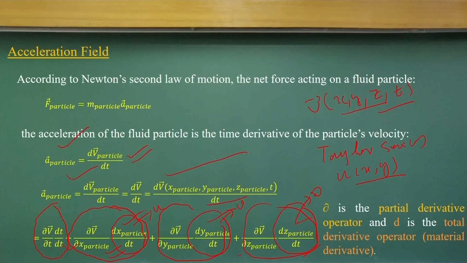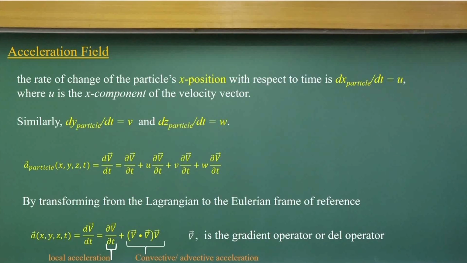So, if I put that in, I will get the acceleration field, as I am explaining: the change of the position of the particle in the x direction with respect to time will give you the velocity component in that direction. This is for the x component, and similarly the y component and z component. Finally, the acceleration will have this form.